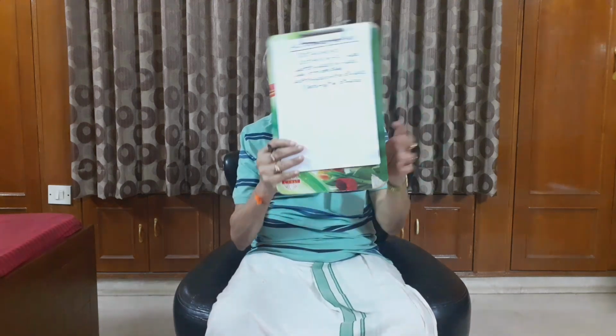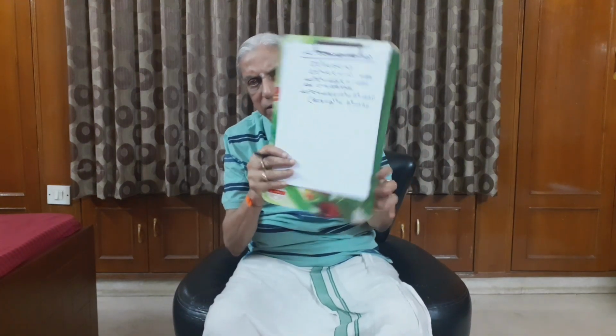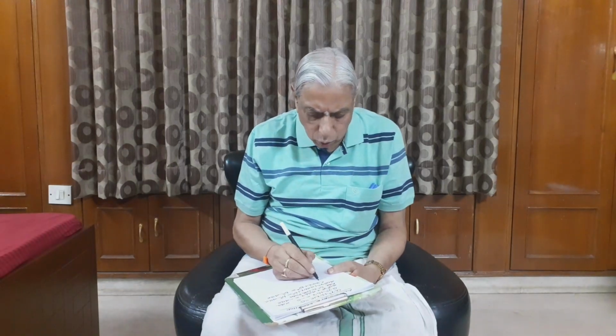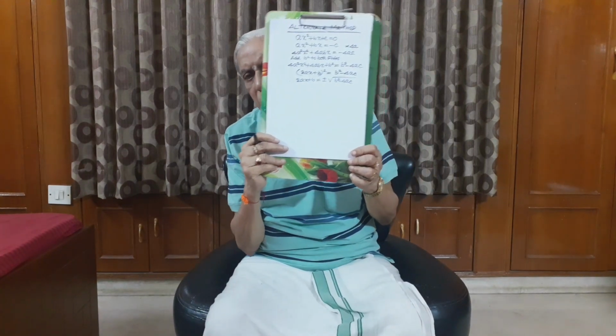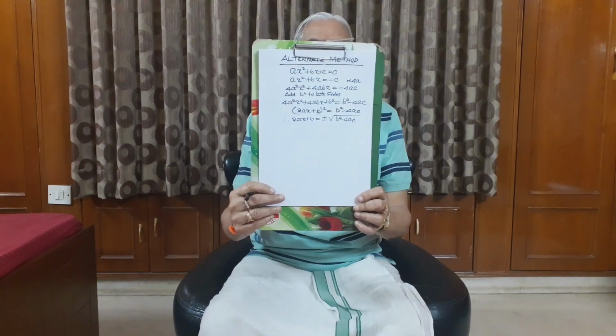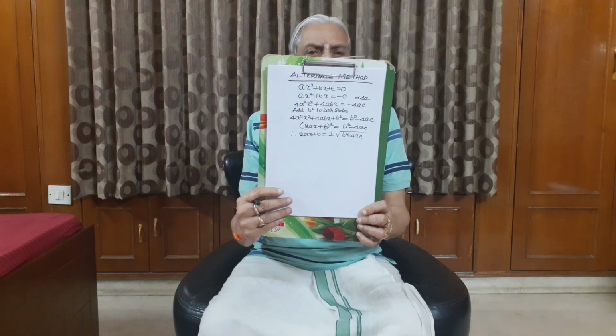Then I have to take out the square root. When 2ax plus b the whole square is b squared minus 4ac, therefore 2ax plus b becomes equal to plus or minus square root of b squared minus 4ac. I have taken out the square root. Then, therefore, I want to find out the value of x. Those are the roots.